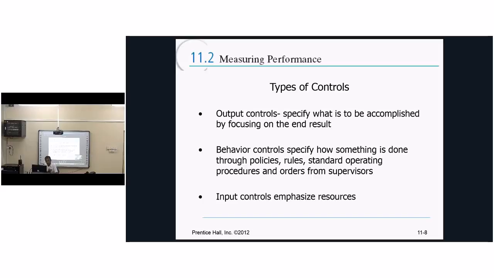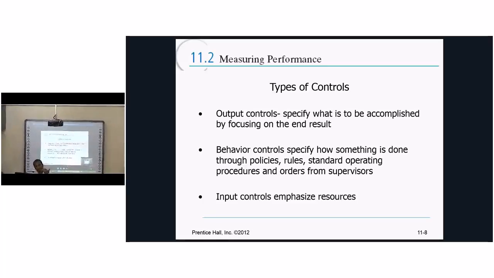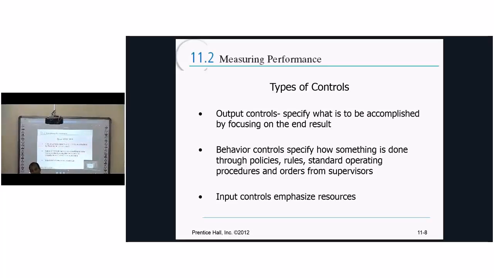So there are certain things, rejects, weight, height, things like that, that can be measured only at the output level. You measure the output, not the input or the process, but only the output. So that is one type of measurement, the output measures. You measure only the output so that you are able to take corrective actions once things have taken place. That's the drawback of this output measure. Output controls specify what is to be accomplished by focusing on an end result.